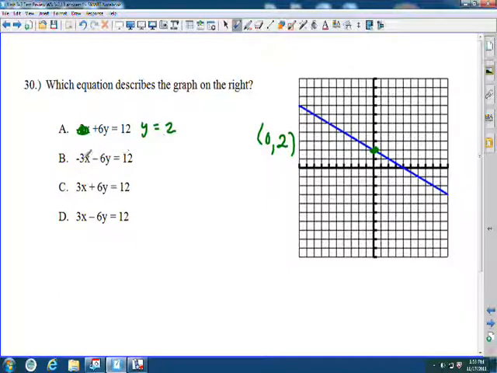Let's see, this one right here: 12 divided by negative 6. Y is negative 2, so that's not the right answer. Right here, 12 divided by 6, y is positive 2. Oh, that could be an answer. This one right here, y would be negative 2, so that's not right. So now it's A and C.